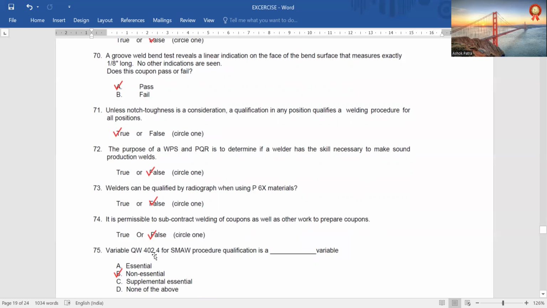Variable QW402.4 for SMAW procedure qualification is a non-essential variable that you have to see in the table.